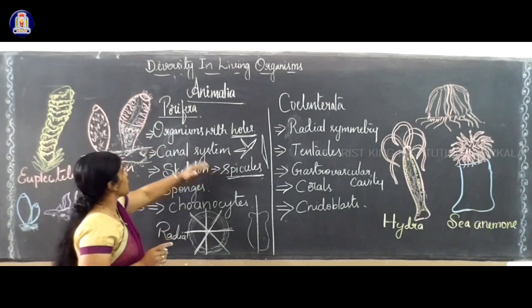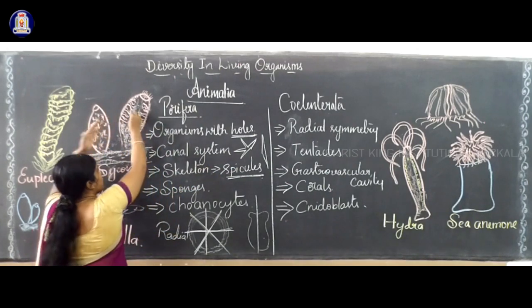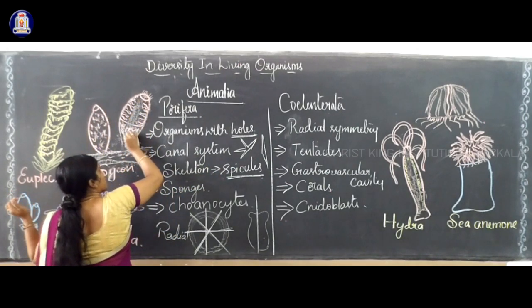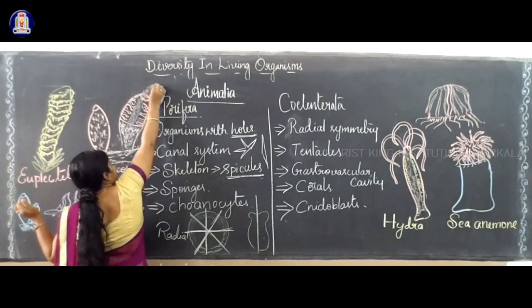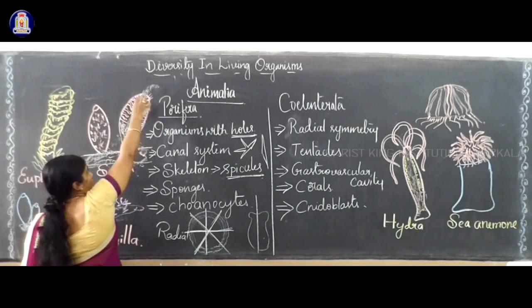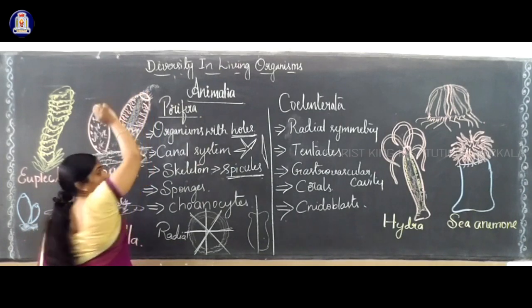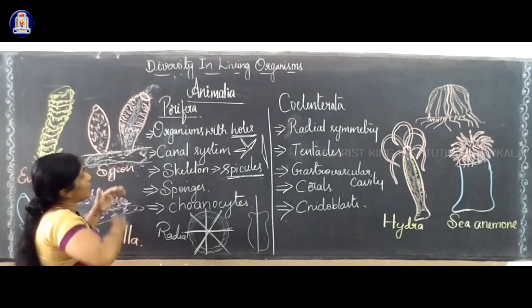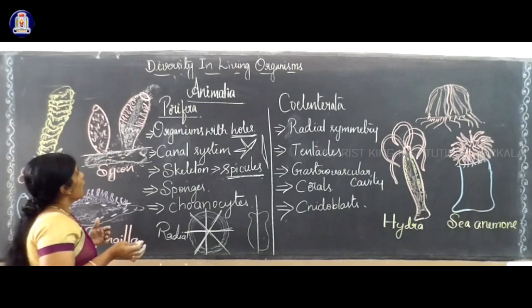So here these spicules are present. In between there is a system called the canal system. The water will move outside through a mouth-like structure called the osculum. The osculum, a broad mouth, is present, so through that the water will flow outside.